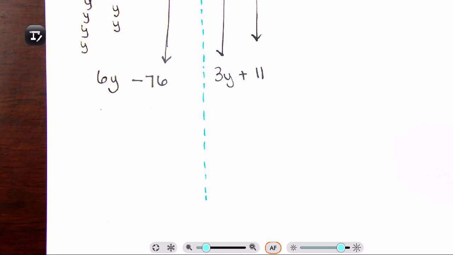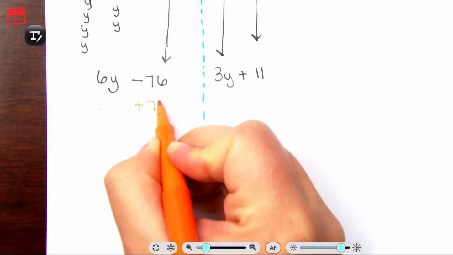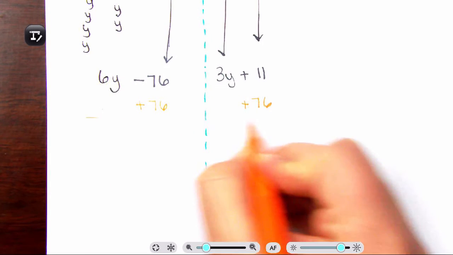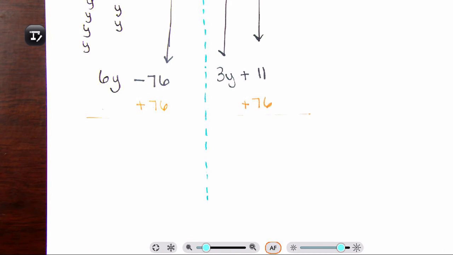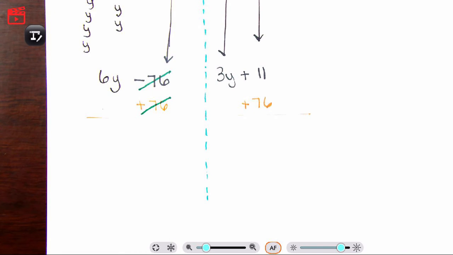All right, at this point, you may choose what to do. It doesn't really matter what you choose. However, I always don't like negative numbers, so I like to get whatever's negative, turn it into a positive. Now, how do I do that? I'm doing the opposite. So if I have a minus 76, I want to add 76 to both sides so I can combine like terms. Again, we're really happy. Minus 76 plus 76, that goes away.